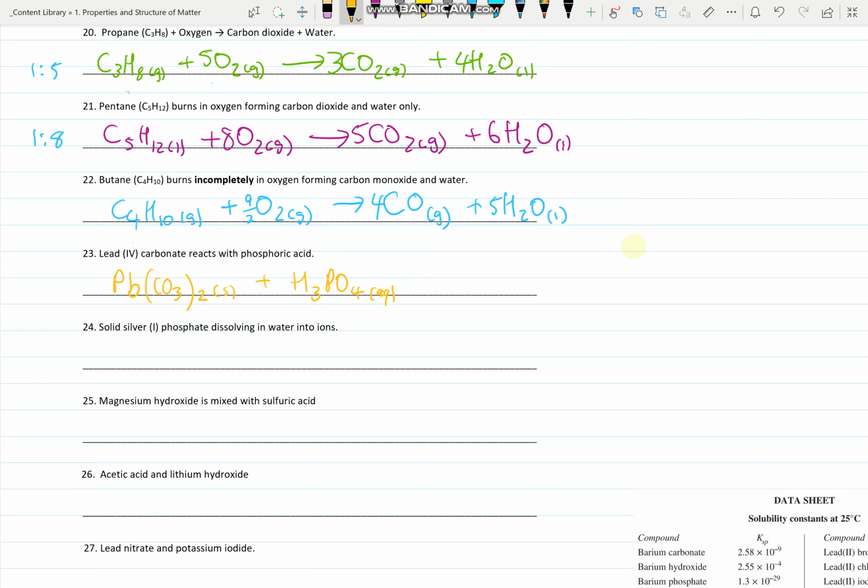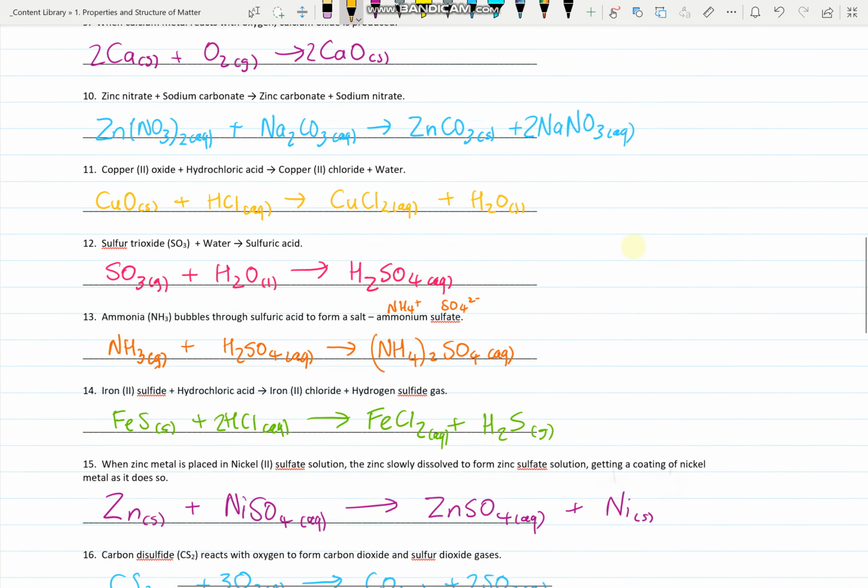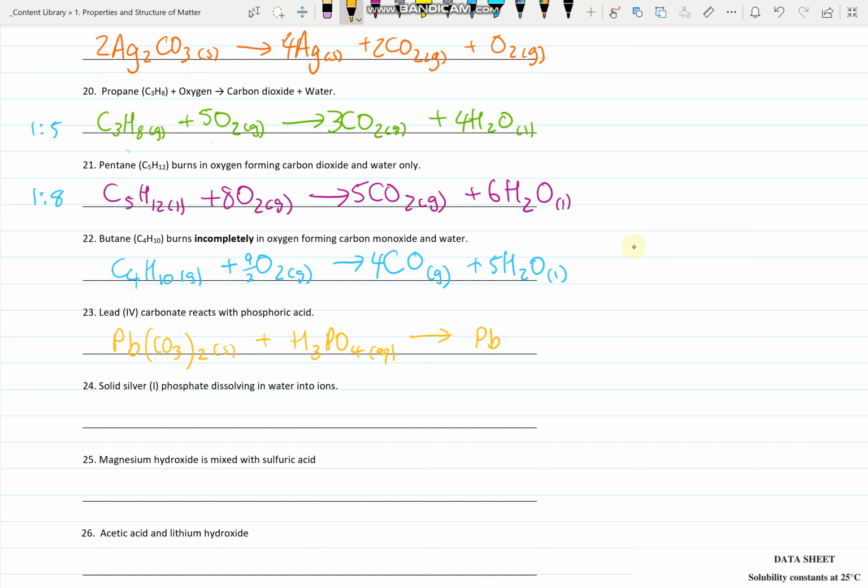Aqueous. Is this actually a double up? What did I do with lead 4? I feel like it was early on. It's not a double up, it's very similar. Alright, then we're going to get lead 4 phosphate. It's going to look weird. Lead. I'm going to drop the 3 of the phosphate, and I need 4 lots of phosphate in solid form. And this is my salt, this is my water, and this is my carbon dioxide.